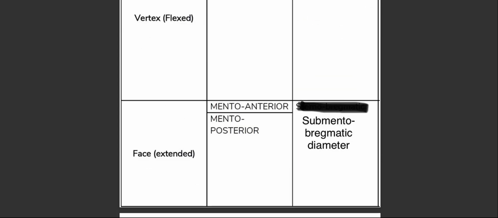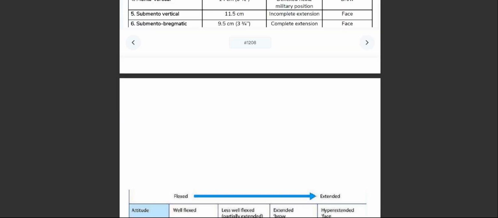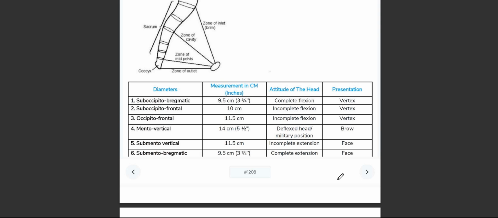Then next will be the face presentation, which is sub-mento-Bregmatic diameter. Whenever Bregma comes, it is 9.5 centimeter. It is quite easy to remember. Again, compilation of what we have studied: whenever Bregma comes, it is 9.5 centimeter.